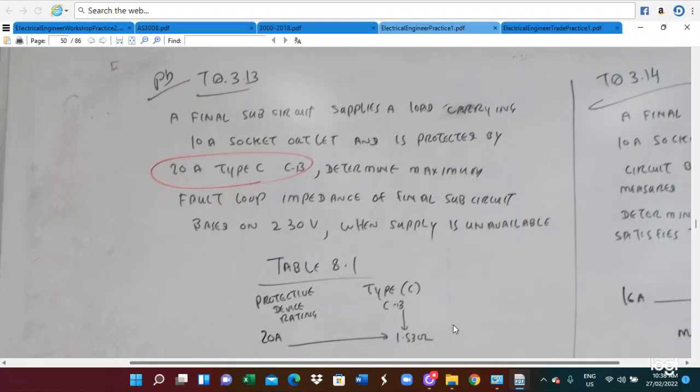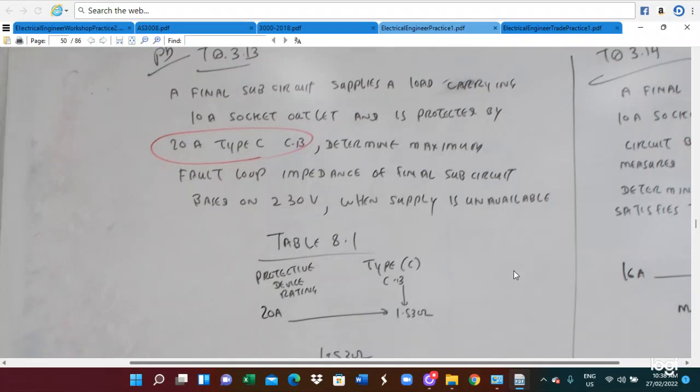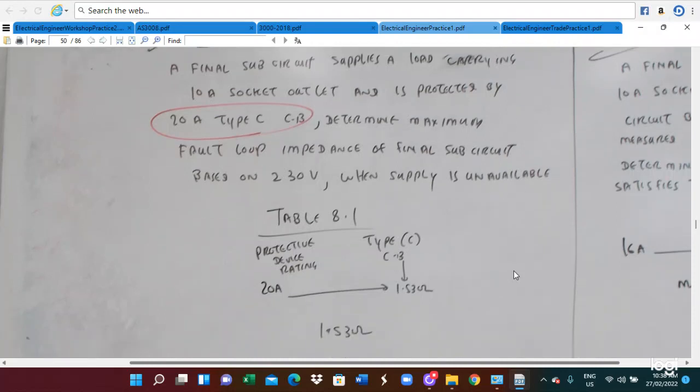So today's lesson, we're talking about the engineer practice, so that we solve this problem. A final sub-circuit consists of supplies at the low voltage, carrying a 10 ampere socket outlet and is protected by the 20 ampere Type C circuit breaker. So we have to determine the maximum fault loop impedance in the final sub-circuit based on the 230 volt supply available.